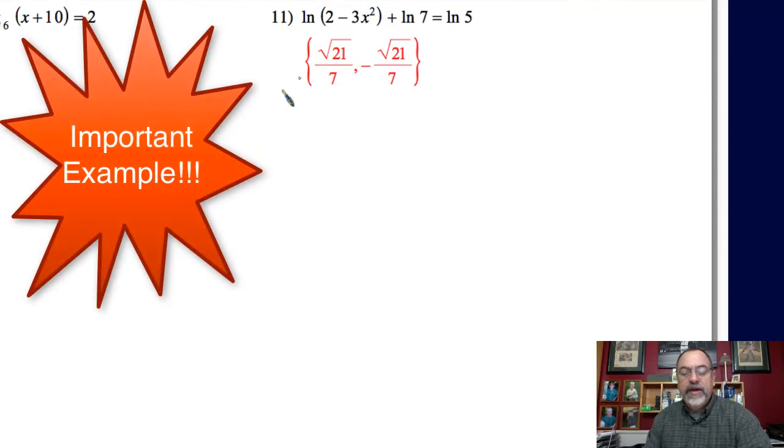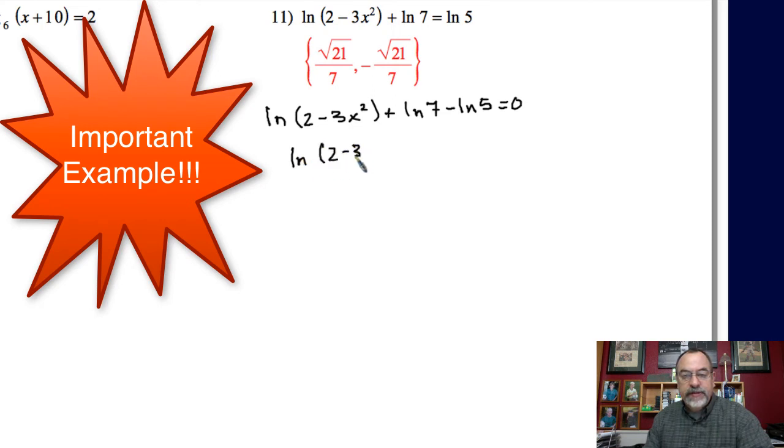Alright, on number 11 here, we have a natural log, so we're going to remember that that's base e. We have one logarithm over on the other side of the equal sign, so in order to use the properties and get them down to a single logarithm, before we can change it to exponential, we need to have everything on one side. So we're going to move that over to one side. So I'm going to have natural log of this value plus the natural log of 7, and then minus the natural log of 5 is equal to 0. Now we can apply our properties.